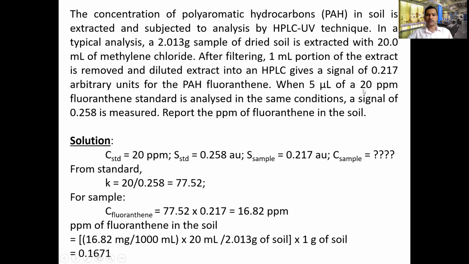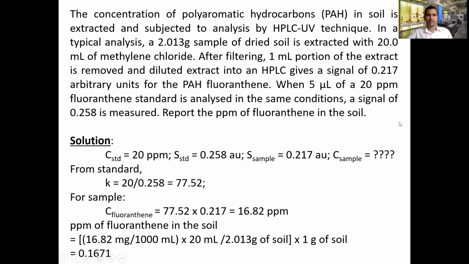You know, this is the detector signal for the standard. This is the concentration of the standard. So you just substitute. K is equal to concentration of the standard divided by the detector signal. Concentration of the standard is 20 ppm and the detector signal for the standard is 0.258 arbitrary units. So K is equal to 20 by 0.258. That gives you 77.52. Okay, now the determination of the proportionality constant is over.